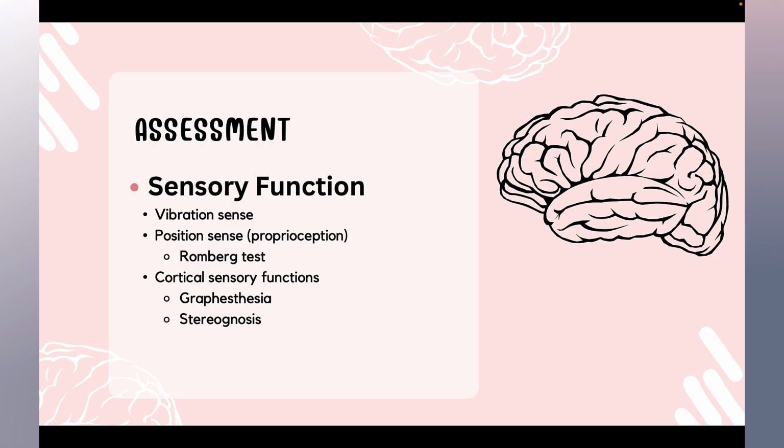We can also test different cortical sensory functions, so the cortex of the brain, through things known as graphesthesia and stereognosis. So graphesthesia is the ability to recognize something traced on your skin. So you'd have the patient close their eyes and you just draw a simple, easily recognizable object on their skin, like a heart or a star, and they should be able to tell you what it is. With stereognosis, you would have them close their eyes and place a recognizable object in their hand, like a pencil or a watch or a spoon, something that they would know what it is just by feeling it.